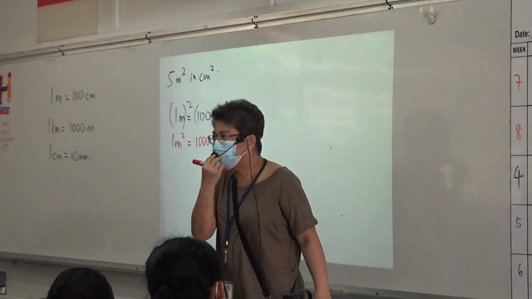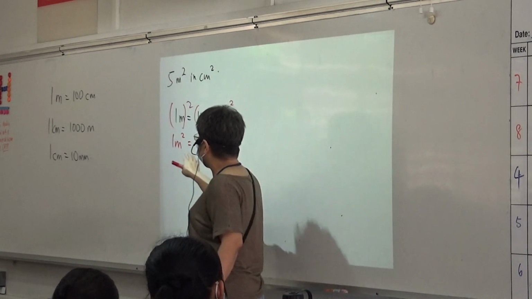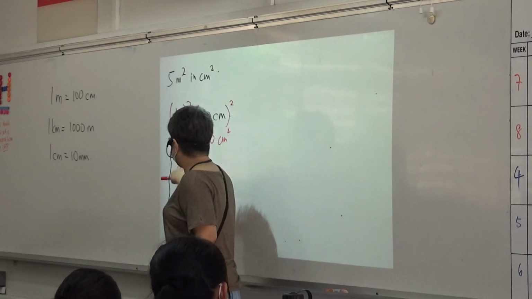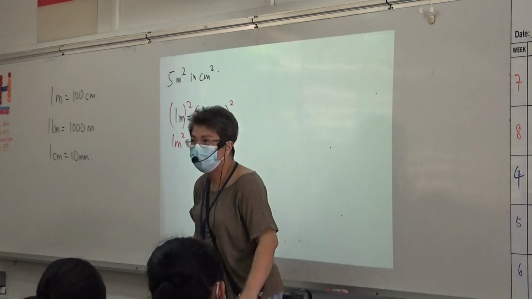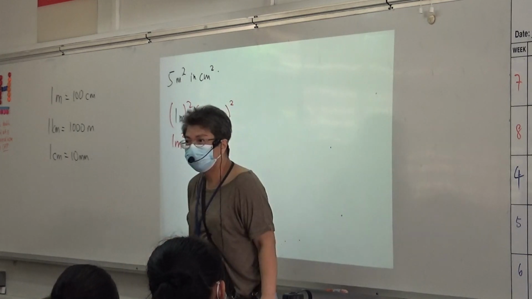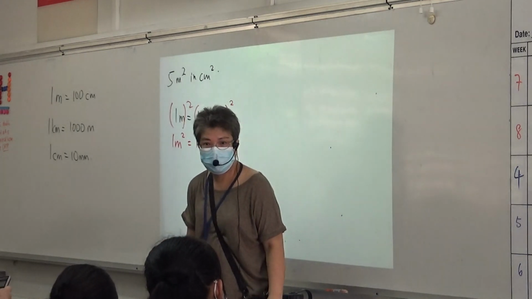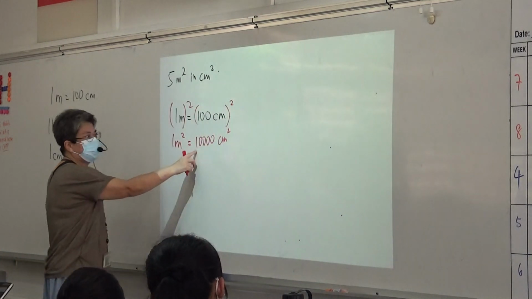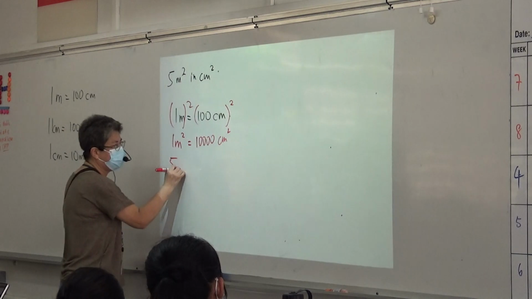A common mistake in the exam is people write 1 meter is 100 cm, so 1 meter square becomes 100 cm square. That is wrong, because when you square, you must add another 2 0s. Understand? Everybody clear? Okay, now 1 meter square is 10,000 cm square.